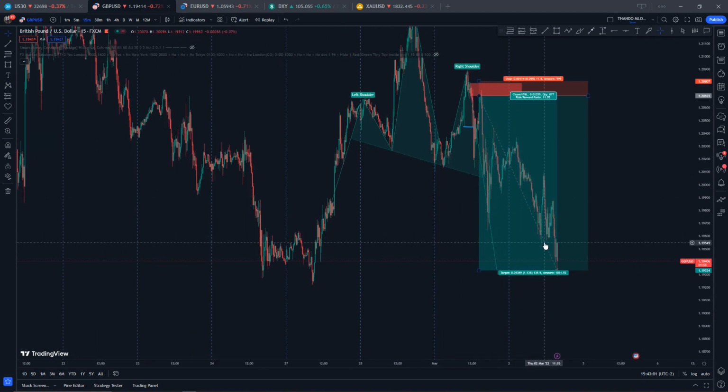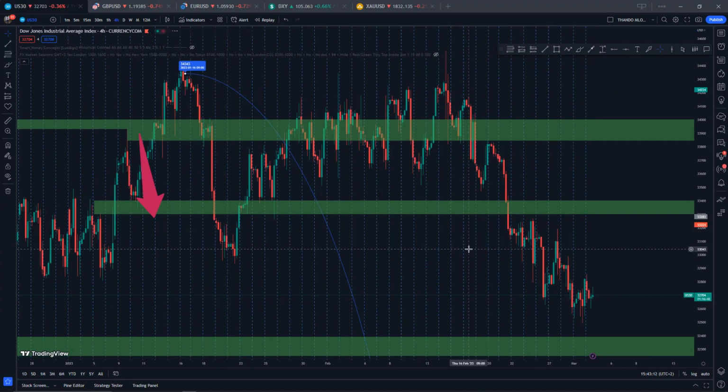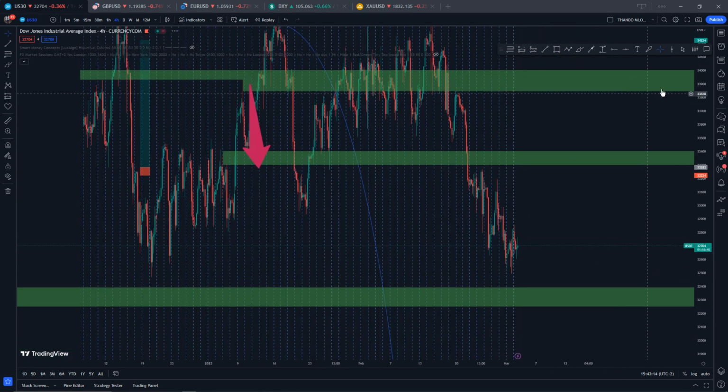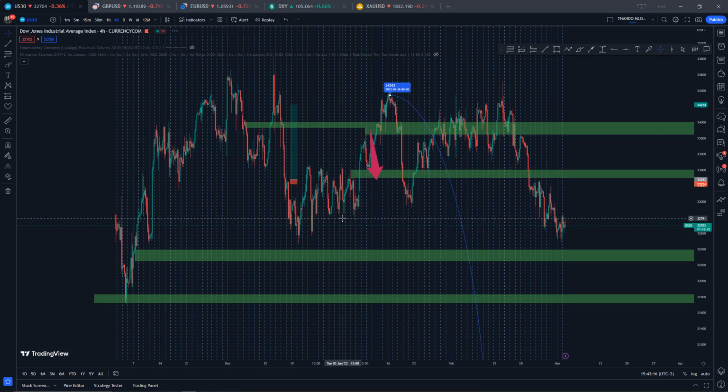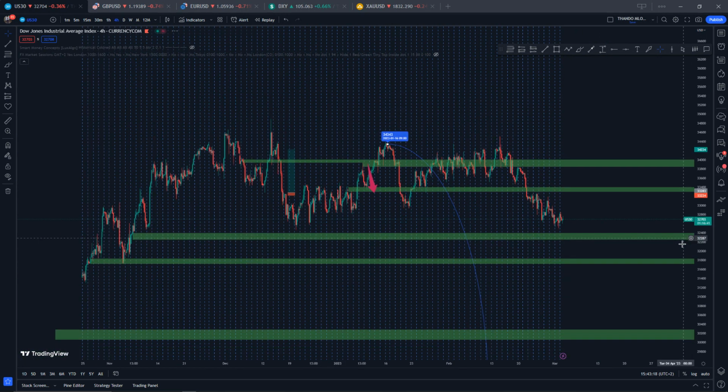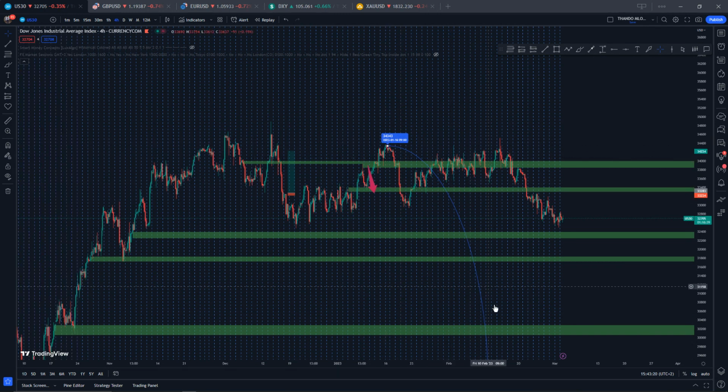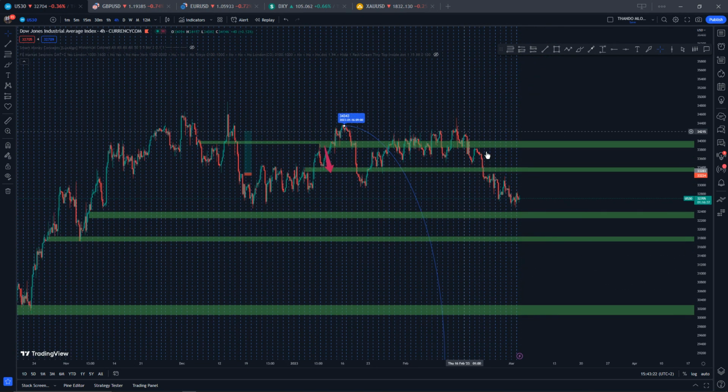But nevertheless, I'm not a fan of holding out during the night and the next day due to swaps and all that. Let's also check on the US 30. On the US 30, I was anticipating that the market would actually come all the way down, and look at that, the market is actually coming down.